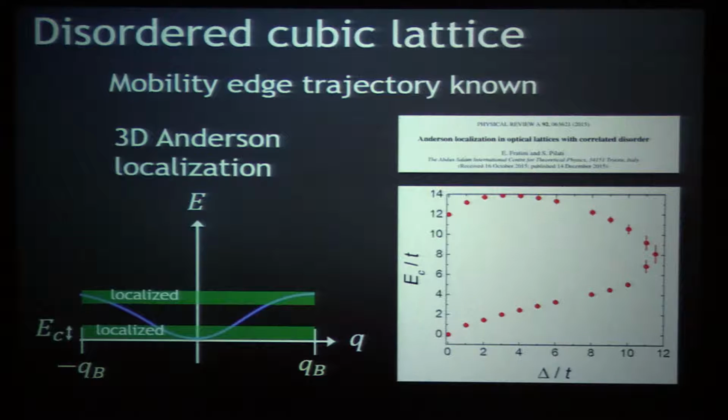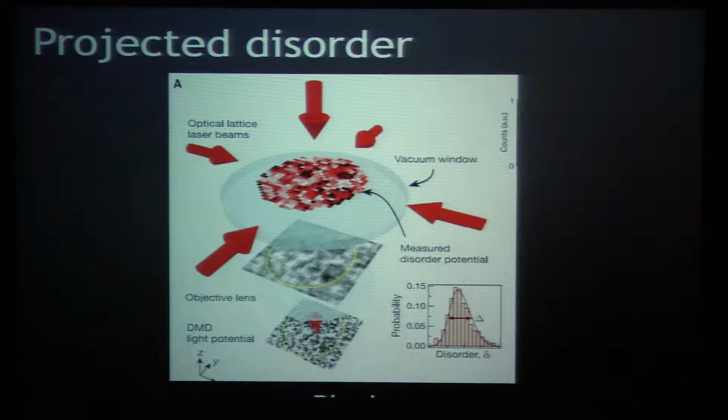Yes, this is a detail, but for those of you who are experts, the mobility edge trajectory is known now for these lattices. There's a picture of it. We'll come back to that tomorrow. Okay, so let me talk about some other people's experiments. And their names are cut off from the bottom, so these are important.